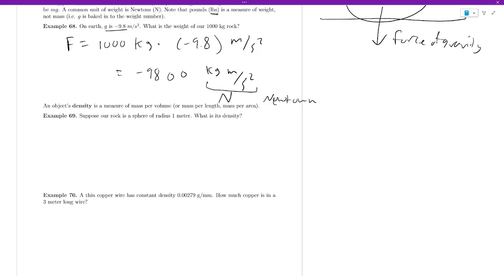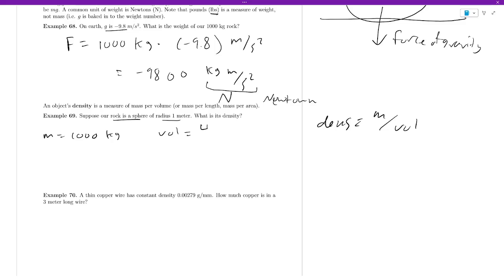My boulder that's 1,000 kilograms, suppose it's a sphere, radius 1 meter. So I'm going to take my mass, which was 1,000 kilograms, and I want to do the volume. I'm going to do the mass divided by the volume to get the density. How do I get the volume? Well, I have to know the volume of the shape. The problem says it's a sphere, so I have to know the volume of a sphere.